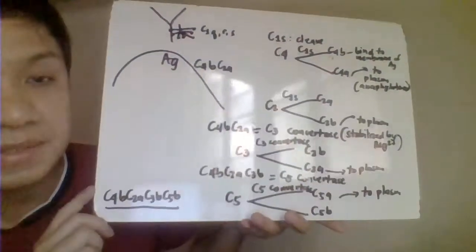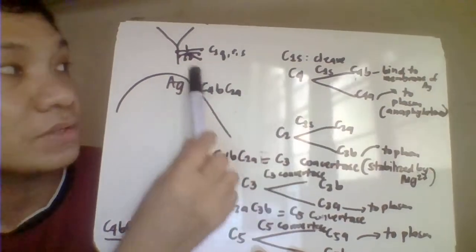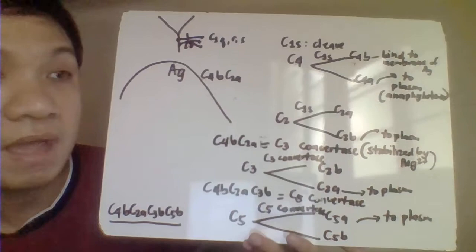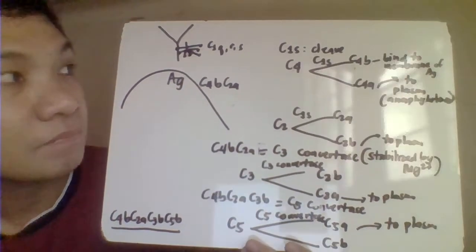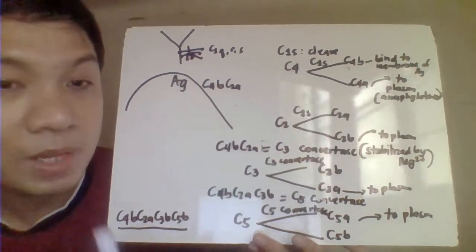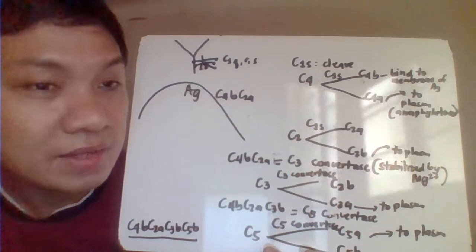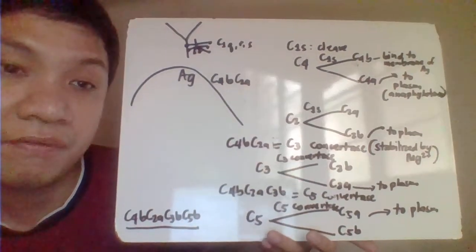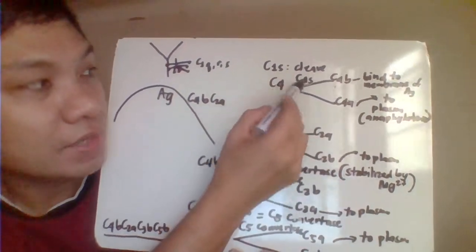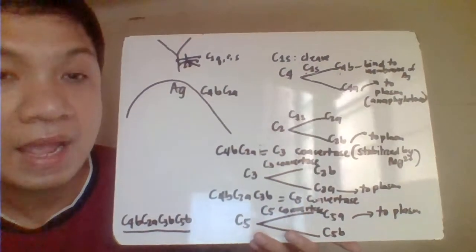Okay, so the next thing that's going to happen is that if you already have your C1QRS complex attached to the Fc portion of your antibody, it will activate the next, the first activation unit. The first activation unit will be your C4. The C4 will be cleaved, or hydrolyzed, by your C1S. The C1S is going to cleave your C4 to your C4b and C4a.